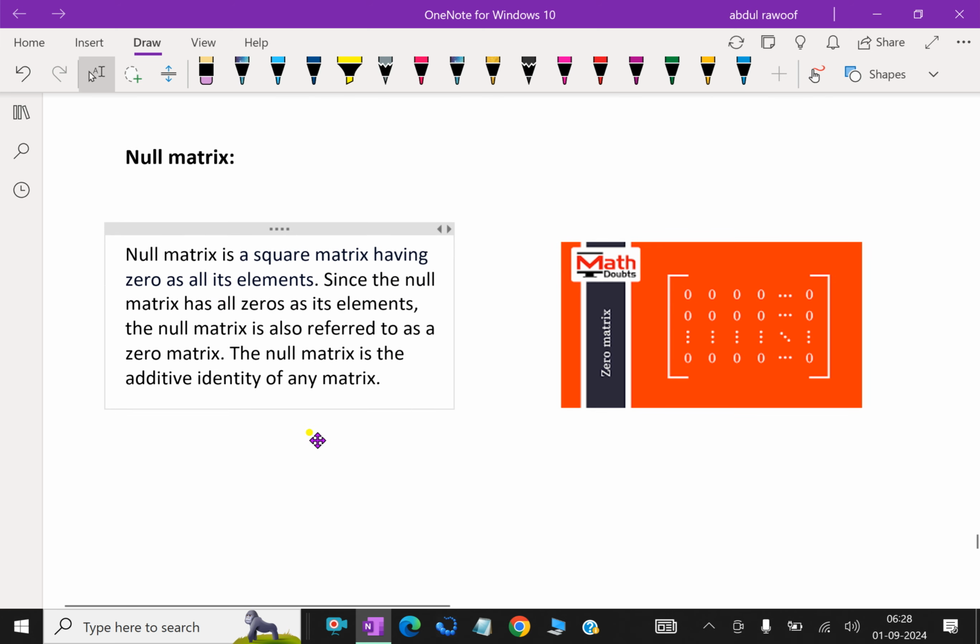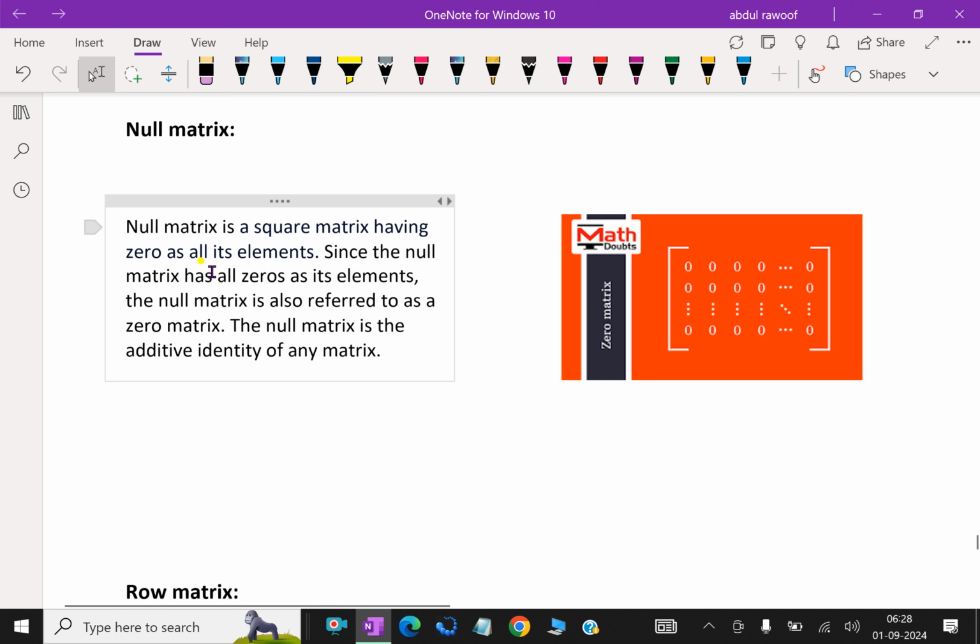Next one, null matrix. A null matrix is a square matrix having 0 as all its elements. When every element in a square matrix is 0, it is called a null matrix. Since the null matrix has all 0 as its elements, it is also referred to as a zero matrix. The null matrix is the additive identity of any matrix. That means when the null matrix is added to another matrix, it gives the same matrix as the answer.